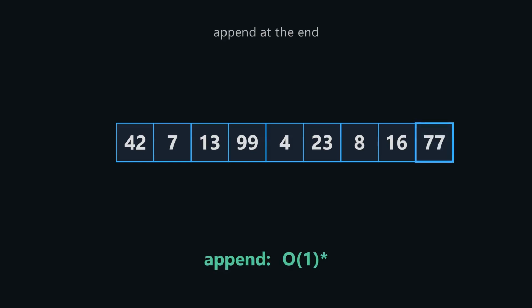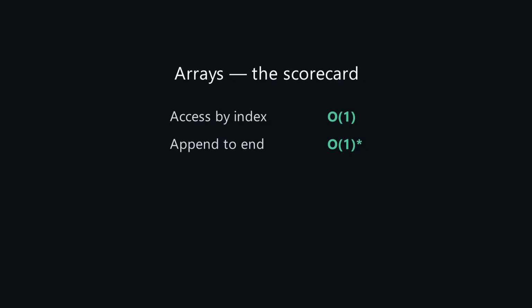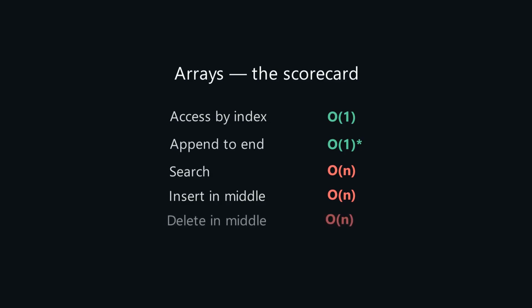But there's one edit arrays love. Adding to the very end. Nothing comes after the last slot, so nothing has to move. You just drop it in. Constant time. So here's the scorecard for arrays. Access by index is instant, and appending to the end is basically instant too. Both constant time, but searching or inserting or deleting in the middle, every one of those is linear. O of n. That shuffling is the price arrays pay to keep everything packed tight in a row.